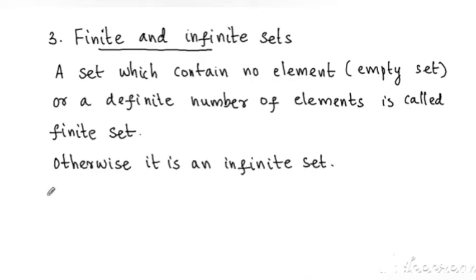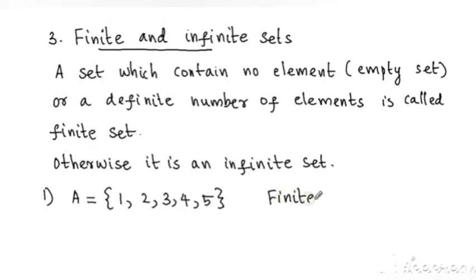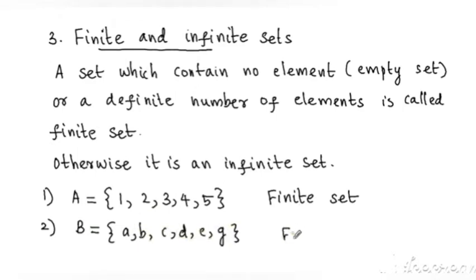Consider the set A = {1, 2, 3, 4, 5}. You can see this set contains 5 elements, and that is a countable number, so it is a finite set. So A is a finite set. Now consider B = {a, b, c, d, e, g}. Here you can see that the set contains 6 elements, so again it is countable, so it is a finite set.